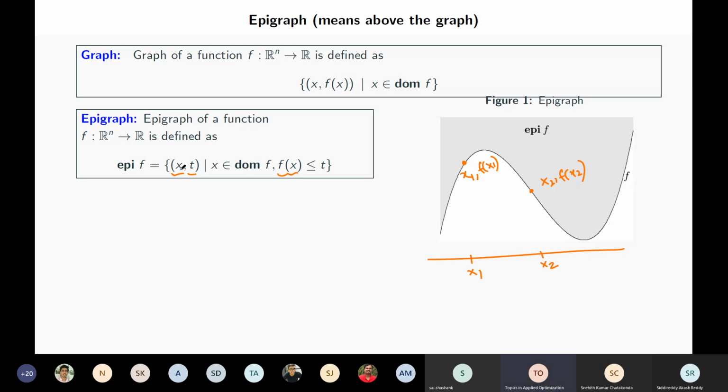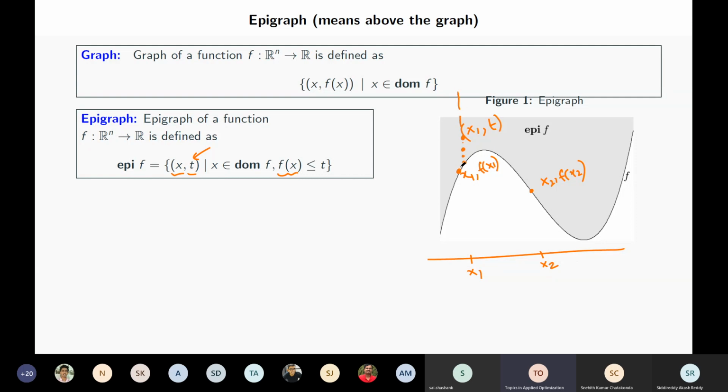Here we have put t, right? It is saying the set of all (x, t) where t is greater than or equal to f(x). So I have to collect all those (x, t) where t is greater than or equal to f(x). So this is the point, let us say (x1, t), where t is greater than or equal to f(x1). Here also, if I consider this, then this is also a point where t is greater than or equal to f(x1). So all these points will be covered.